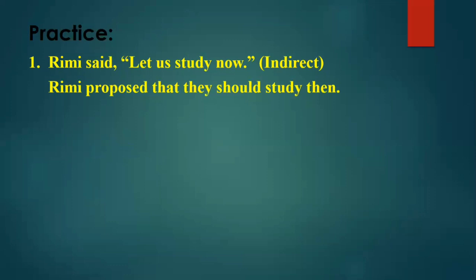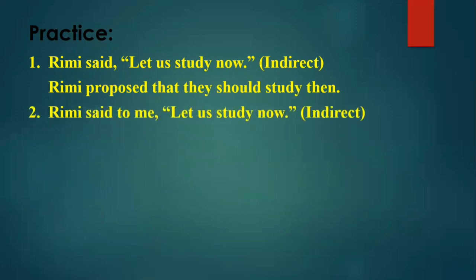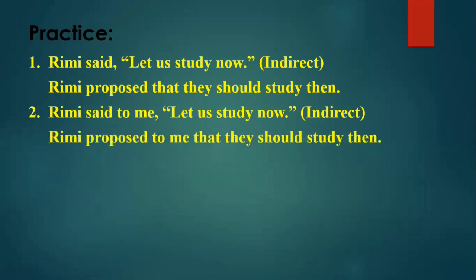Now, next question for you. Rimi said to me, "Let us study now." So here, a little bit of change. Rimi said in the previous sentence. Now you are getting here Rimi said to me. So you are getting here an object, and then let us study now. So what will be the indirect form? This is the indirect form. Rimi proposed to me that they should study then. Okay, dear learners, I think you have understood. Instead of now, we have to use then.